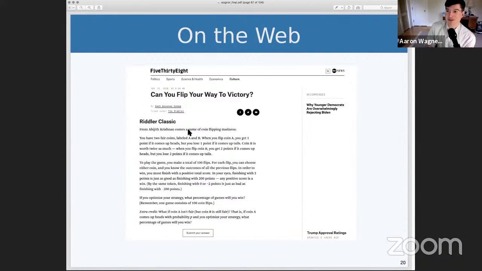I was actually working on the final version of the journal paper, and I went to take a break. I went to the 538 website and clicked on their puzzle, thinking I'd get something different to think about, and lo and behold, it's exactly the puzzle that is in our paper.